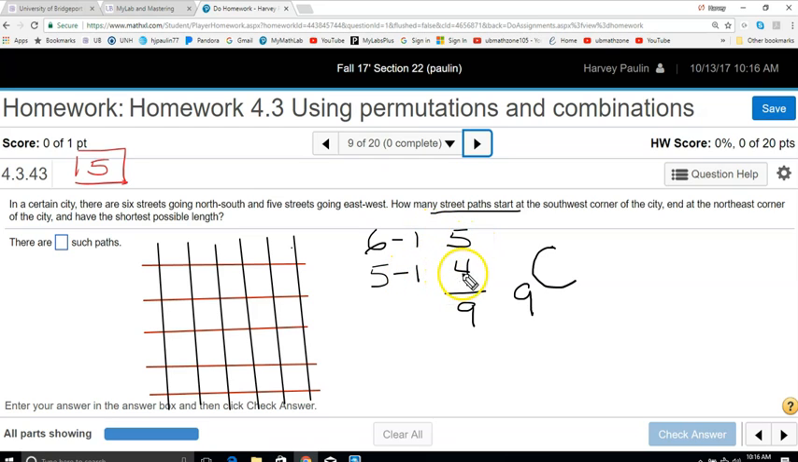Now, we use the smaller number. In this case, it's 4. Put that in our calculator, and I have found this to be a way to figure out this type of example. So put that in there and see what you get. And you get 126.